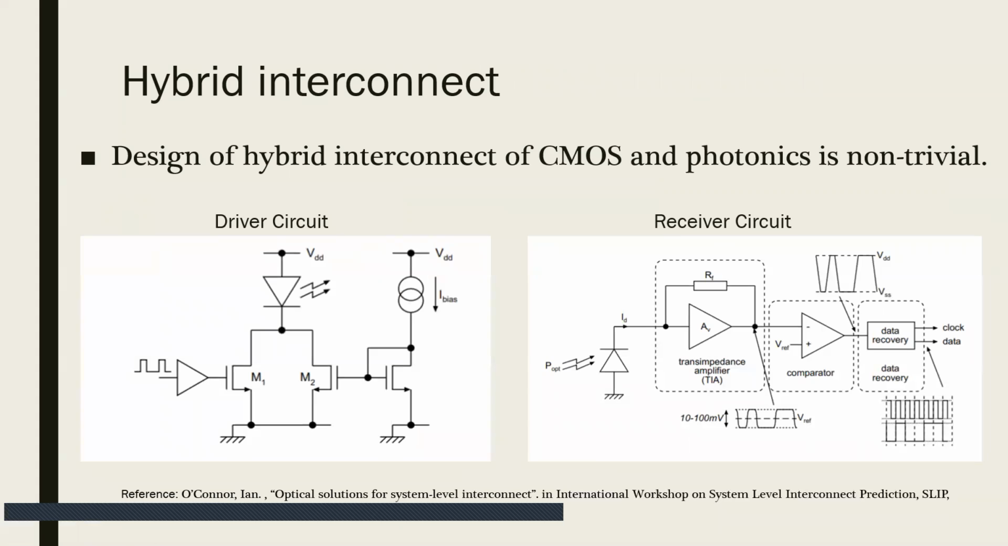So on this slide, we can see how a photonic driver and receiver operate in a hybrid system. The photodiode basically are driven to transmit the signal, and on the other end, we have the receiver circuit. That also has a photodiode that is then converted into voltage or current signals through transimpedance amplifiers and comparators for data recovery.